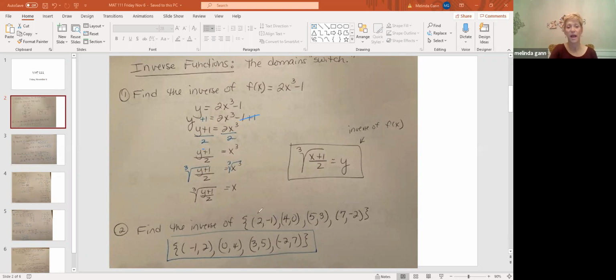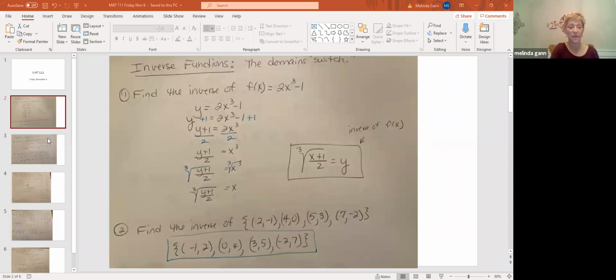Some other homework that you had was sometimes it'll just give you a list of the points in your function. Remember we said the domains and the ranges switch, so the x's and the y's literally switch. So the point 2, -1 becomes the point -1, 2. The point 4, 0 becomes 0, 4. 5, 3 turns into 3, 5. 7, -2 turns into -2, 7. So make sure that you can find the domains of functions. Go back and look over that homework that you had off of section 4.1.